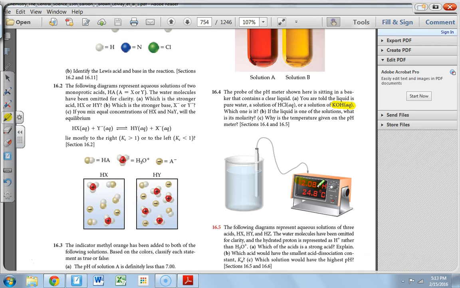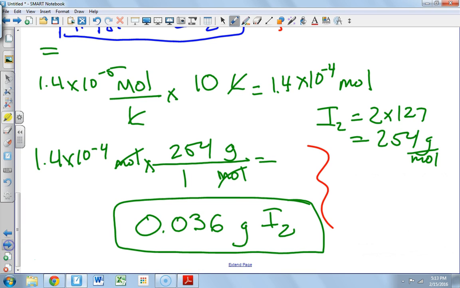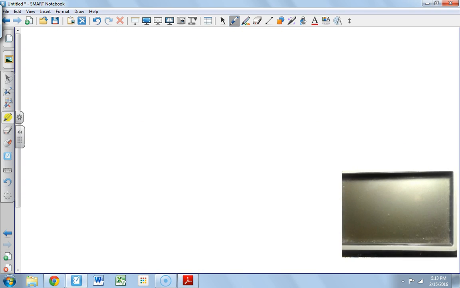Any strong base has a pH above 7. Any strong acid has a pH below 7. So just looking at this, we can tell that because of the pH, it must be KOH. Now we can determine its molarity because we have its pH, but we have to do something a little bit more kind of exciting here. So let me bring up my calculator.